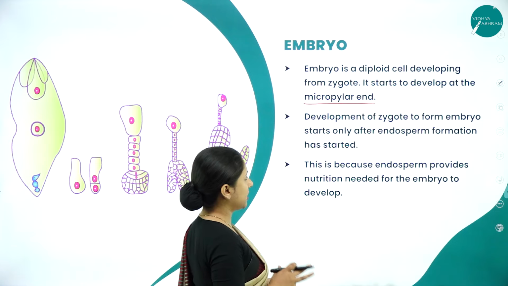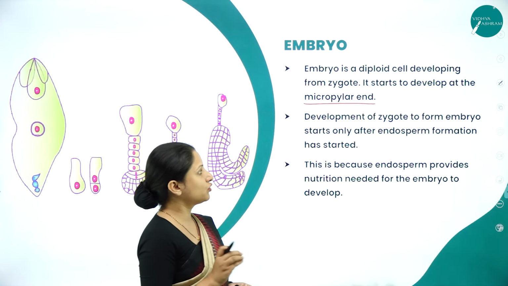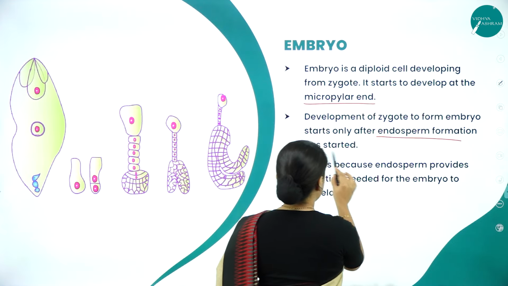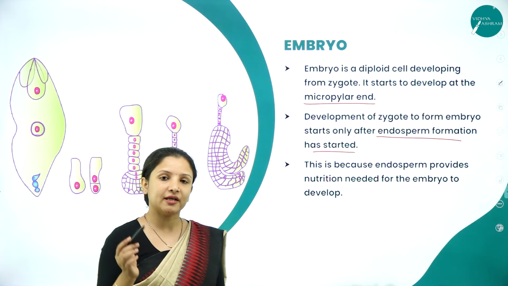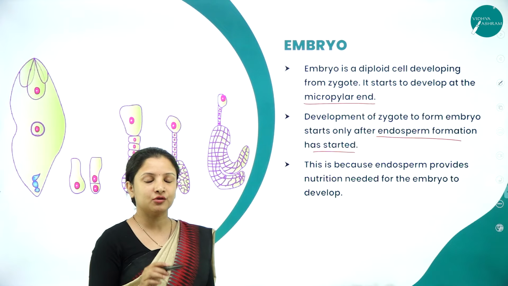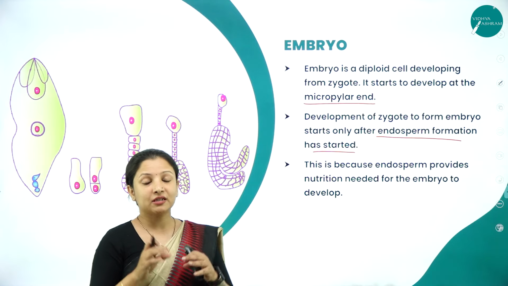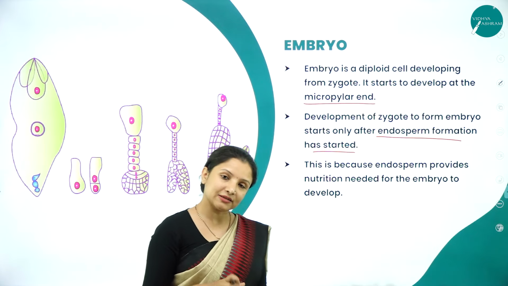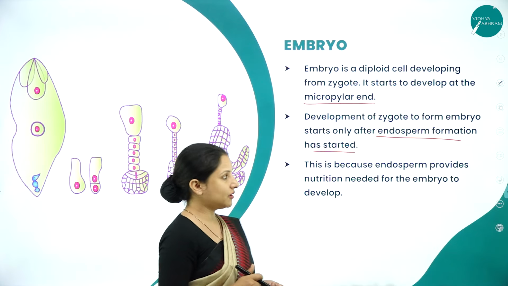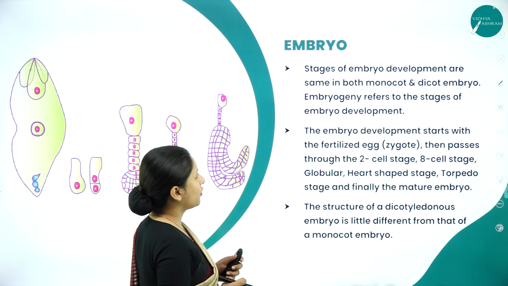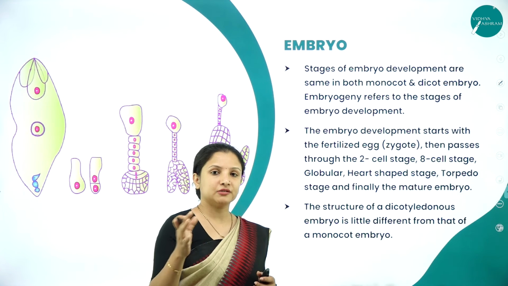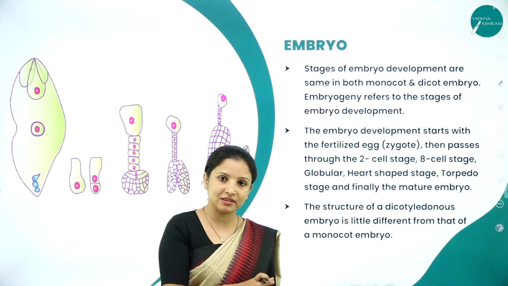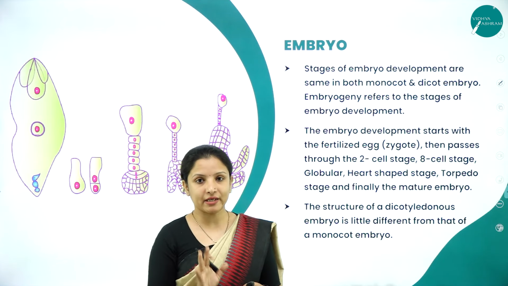So the embryo develops from the zygote. Now we have understood that. The development of the zygote to form the embryo starts only after the endosperm formation, as I have told you. Why? Because endosperm is the one that gives the nourishment. So before the embryo develops, the nourishing tissue should already be ready. That is why the endosperm gets formed first and then the embryo development starts. Next, we'll move on to the stages of embryo development. The stages of embryo development in the dicotyledons and the monocotyledons are one and the same.